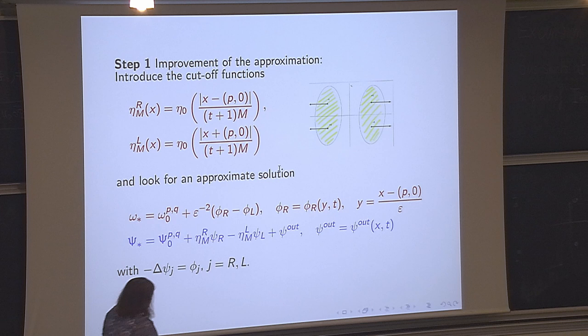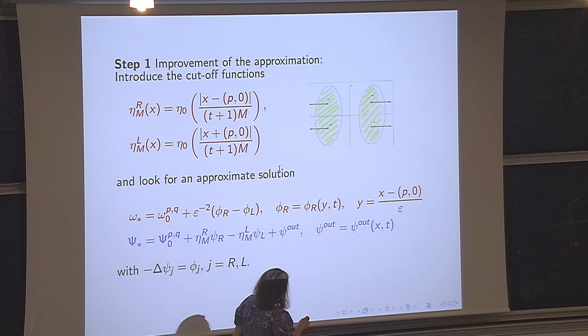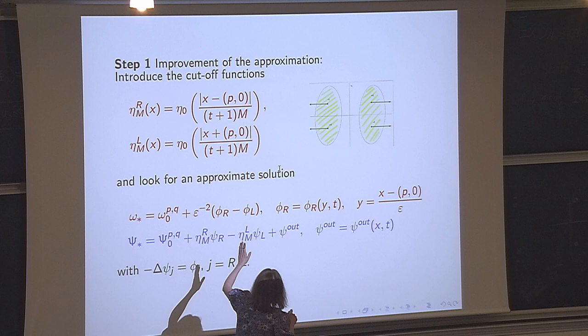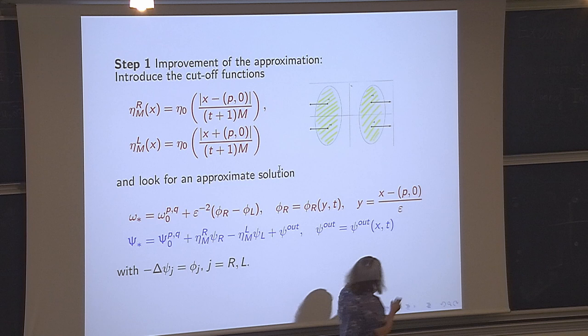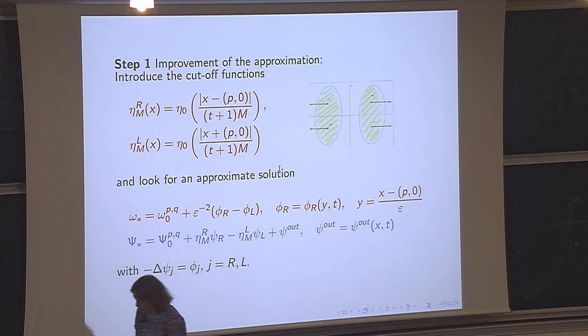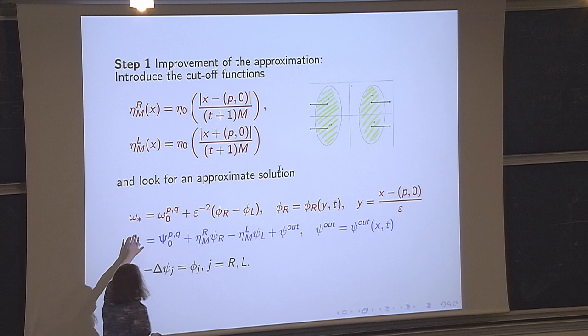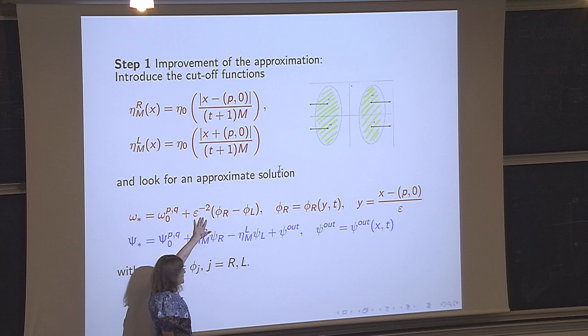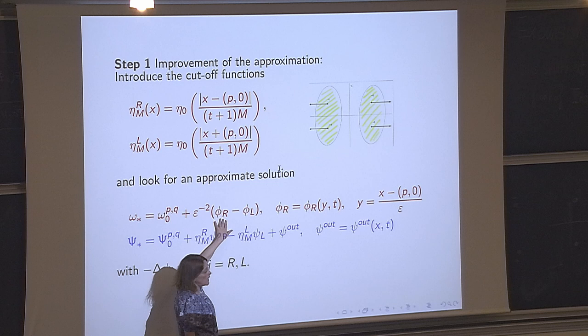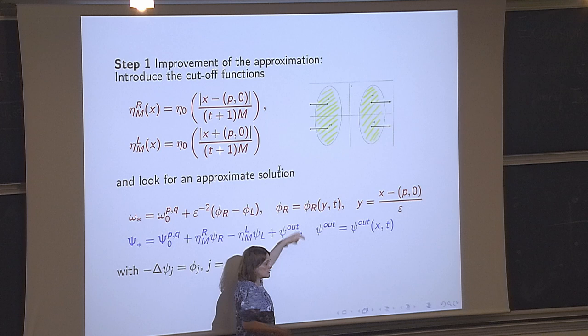So we introduce two cutoff functions that are drawn here. So here is the vortex pair to the right. We take a cutoff around here that moves together with the vortex pair and the same on the left. And we look for a better approximation of this form. So the W star is the old W plus epsilon to the 2 minus 2, something new that we have to find. Phi r is on the right, phi l is on the left, and phi r is better expressed in the expanded variable.